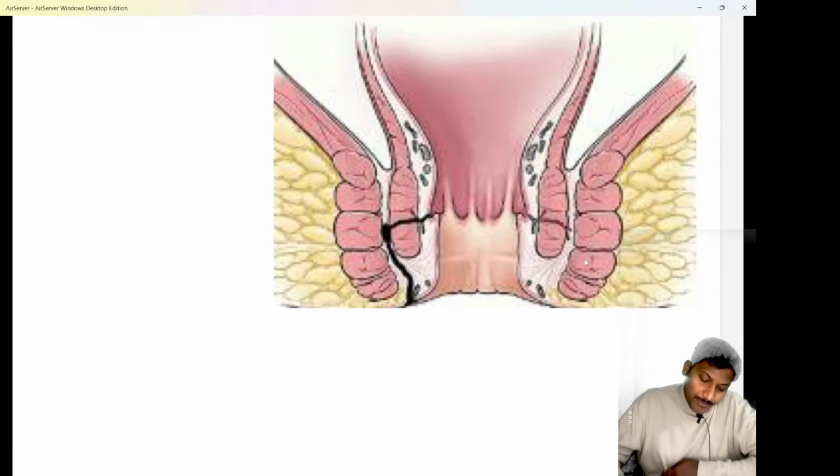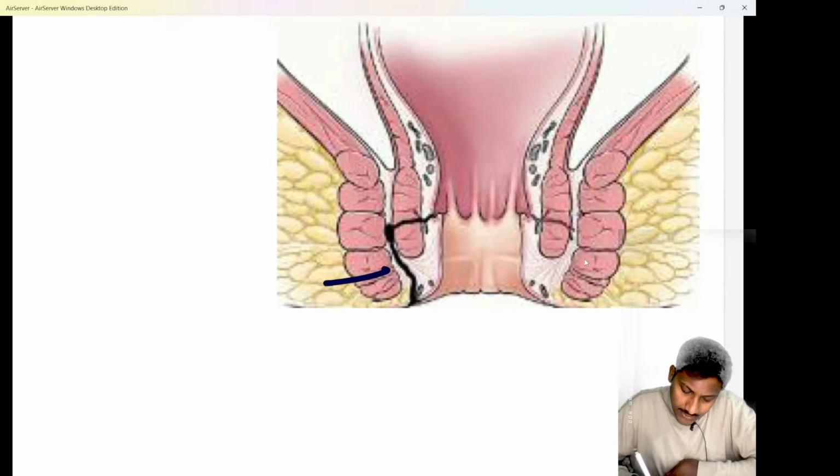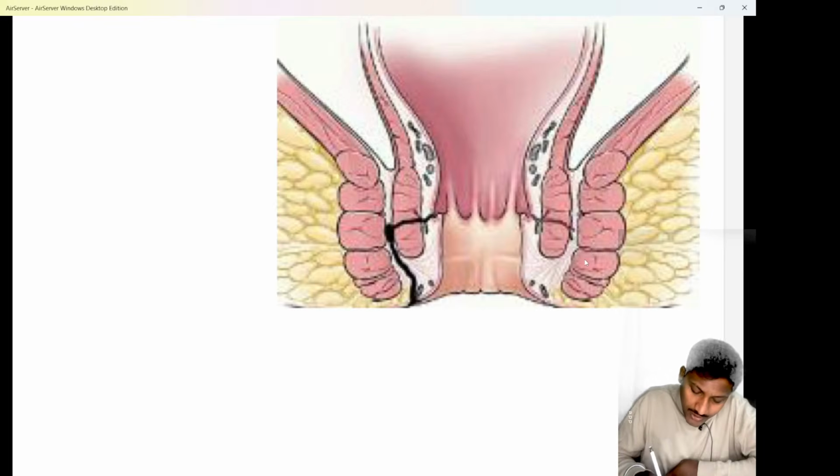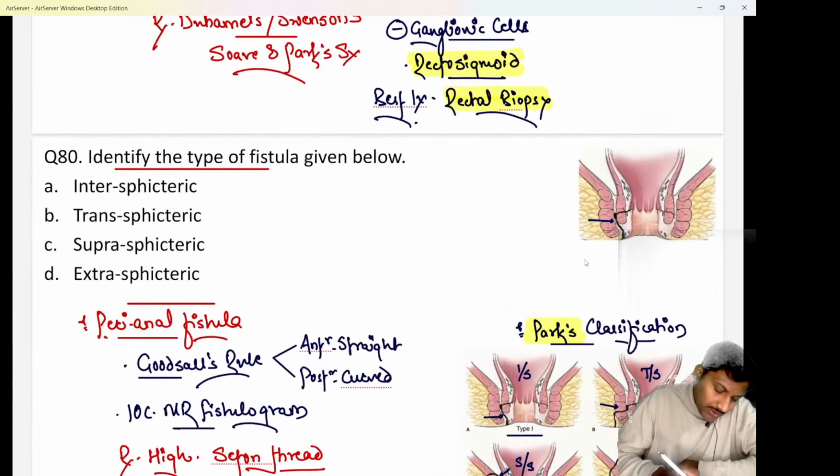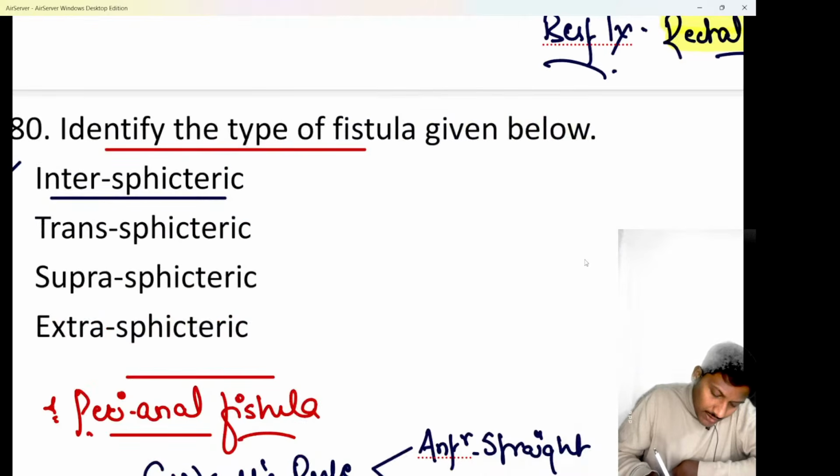Here, if you see the picture, you are able to classically see there is a fistula which is going between the two sphincters. That is the most common variety called type 1 or intersphincteric fistula. So this is a classical picture of option A, that is an intersphincteric fistula or a type 1 fistula, which is nothing else but the most common variety as well. Okay, it is the most common variety that has to be kept in mind.